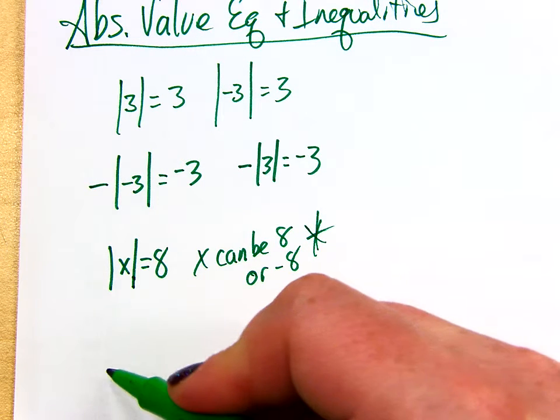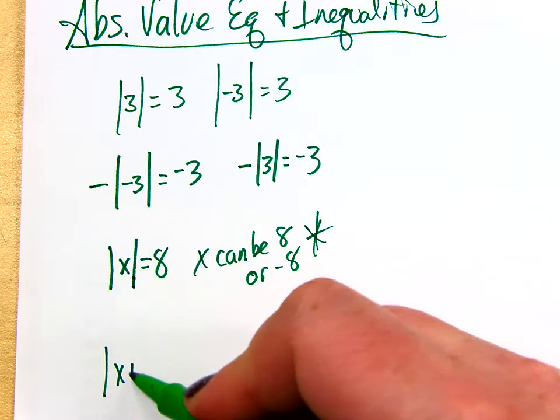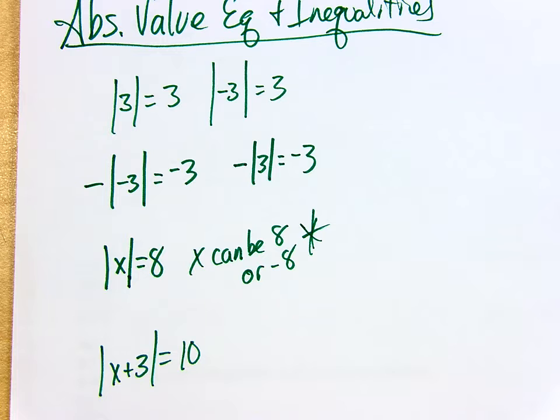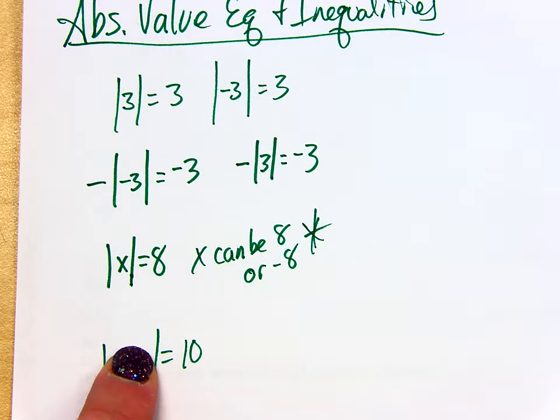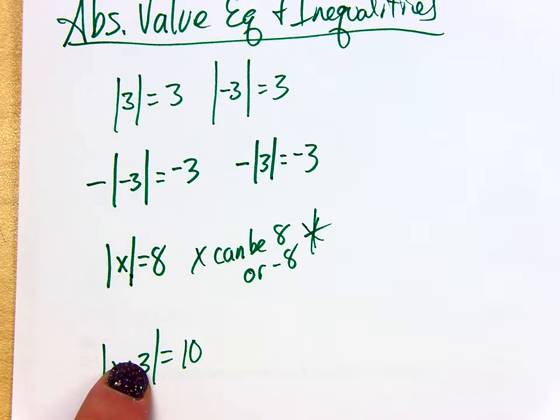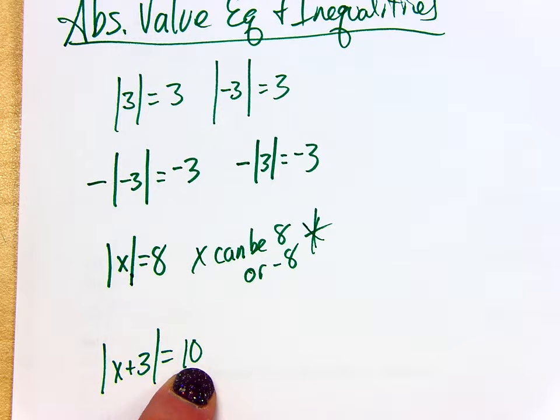So let's say I wanted the absolute value of x plus 3 equals 10. Well, whatever is in here could equal either +10 or -10, right? So that's what I need to do in order to solve an absolute value equation. I need to take whatever is in the absolute value and set it equal to whatever is over there, and set it equal to the opposite of what's over there.